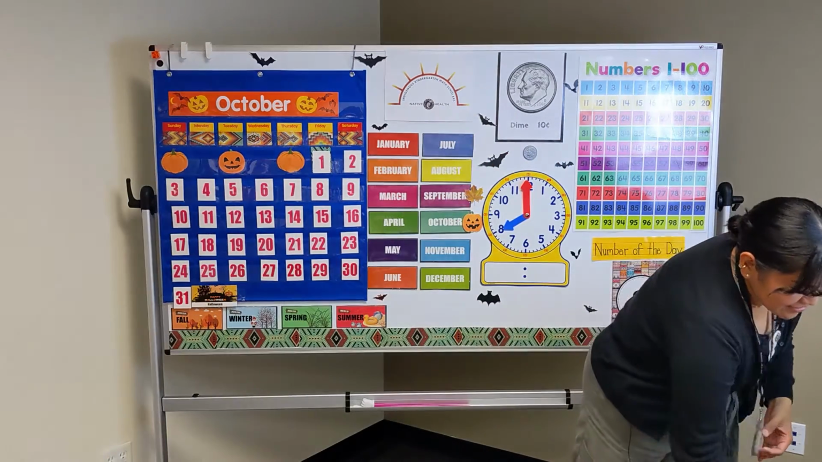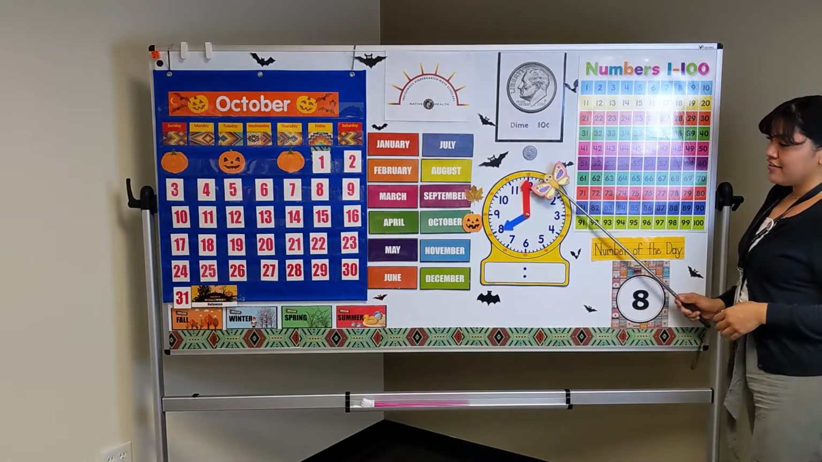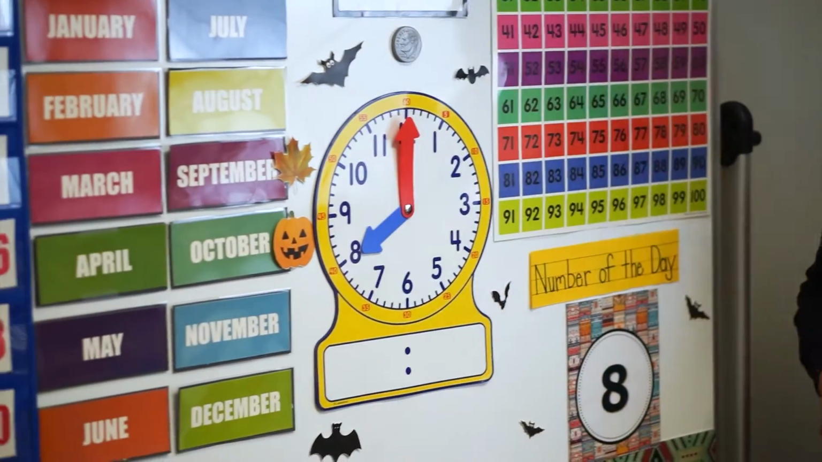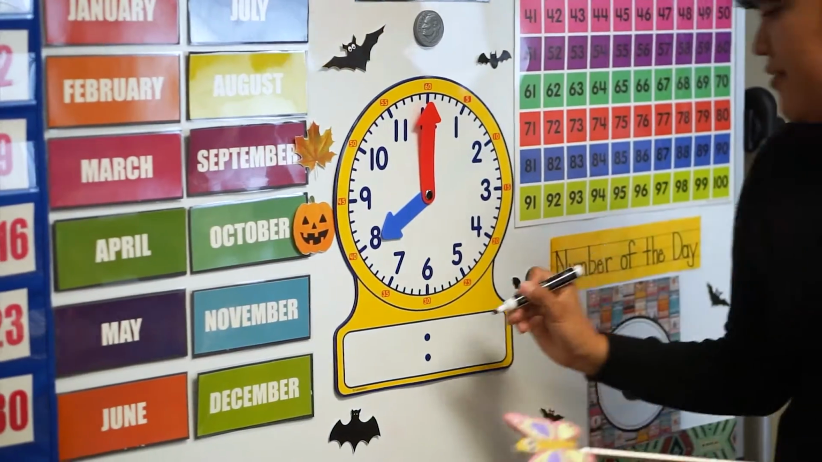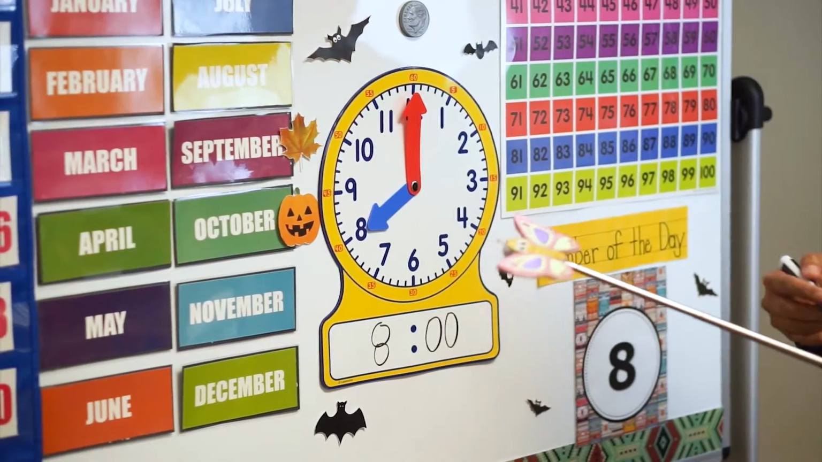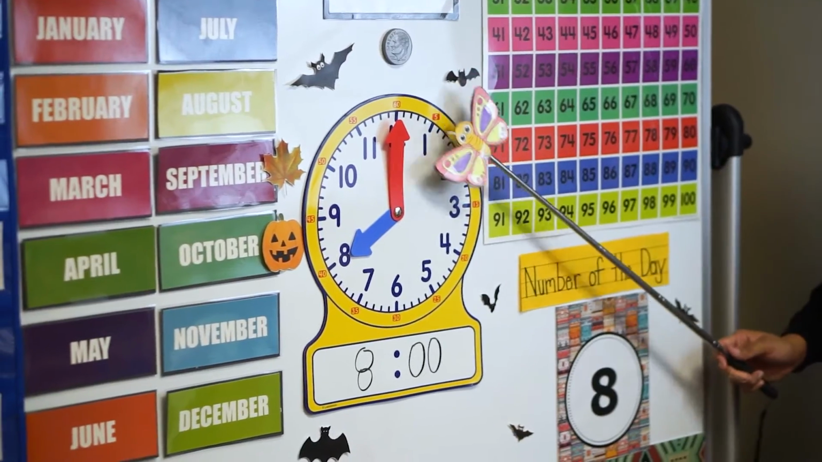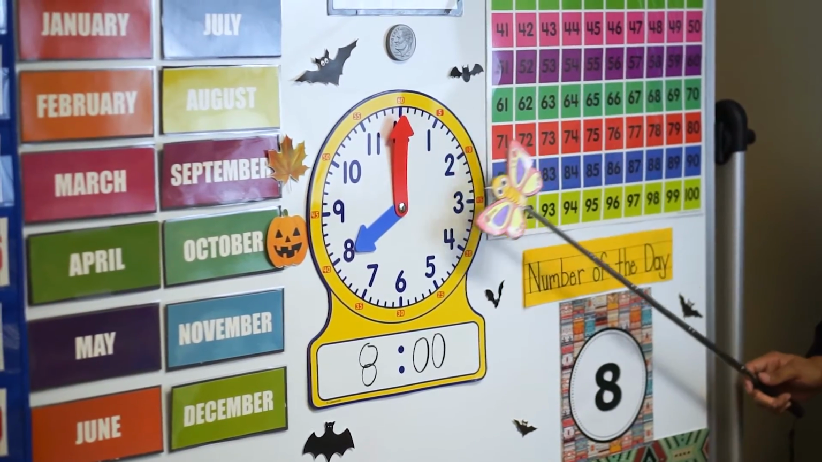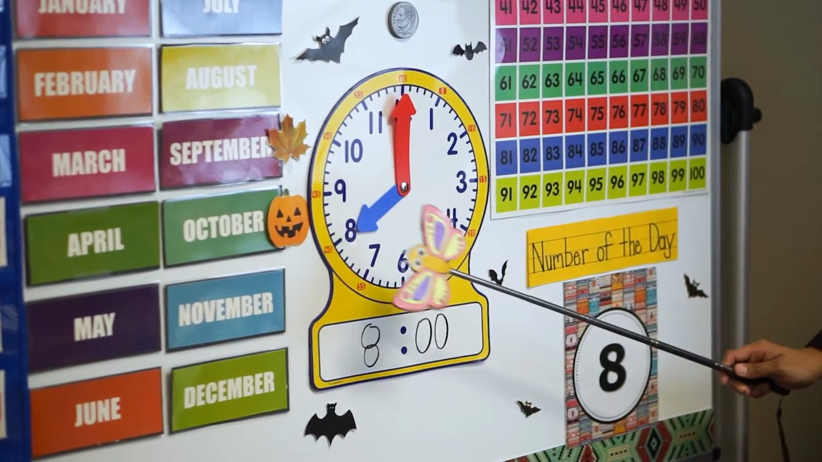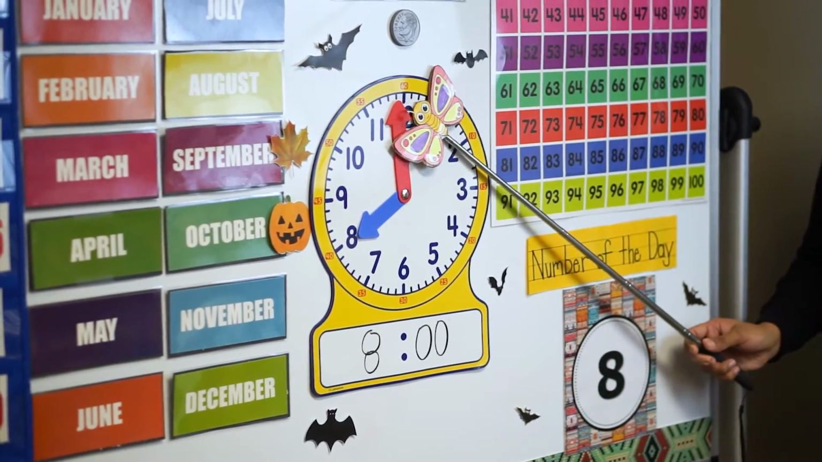All right, let's go on to our clock. Our clock, and it is 8 o'clock. As you can see, 8 o'clock, and I'm gonna get my dry erase marker, and I'm gonna write 8 o'clock down here. So it's 8 o'clock. So let's count the numbers on the clock, starting with 1. So we go 1, 2, 3, 4, 5, 6, 7, 8, 9, 10, 11, and 12.